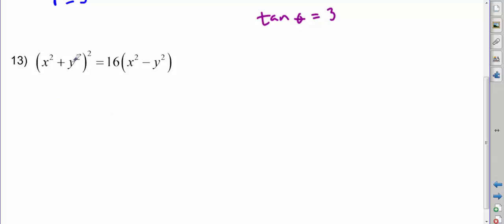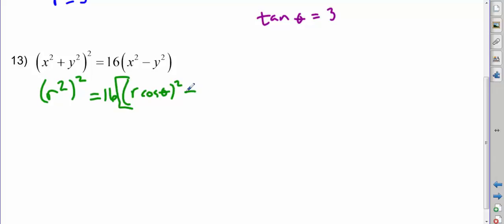Now, the first thing I see, x squared plus y squared, I know that's r squared, so I'm going to go ahead and change that right now. That's r squared squared equals 16. Now, I can't do a ton with x squared, but I could do this. I could make it r cosine theta quantity squared, minus, and then our y squared, we could make it r sine theta quantity squared. And it might be kind of weird to think, what am I trying to accomplish here? And I get that. But let's just watch what happens.